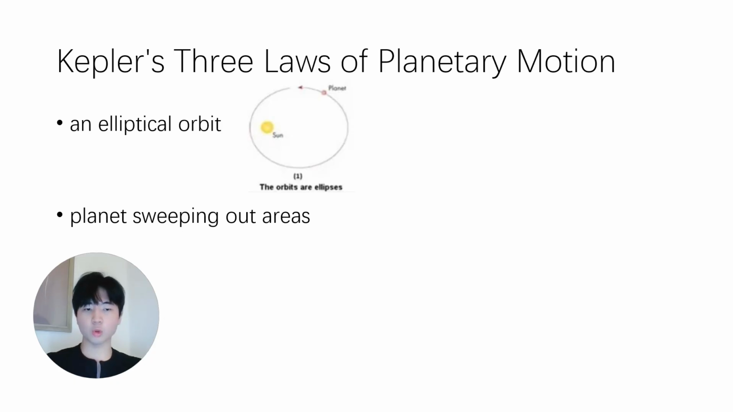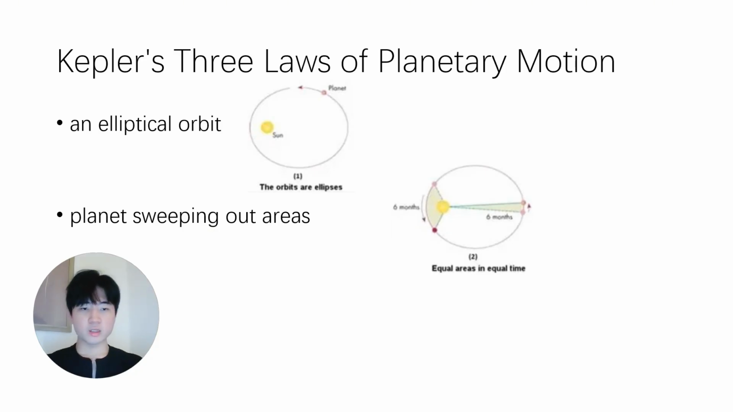The second law is the law of equal areas. A line joining a planet and the Sun sweeps out equal areas in equal times. This means a planet moves faster when it is closer to the Sun and slower when it is further away.